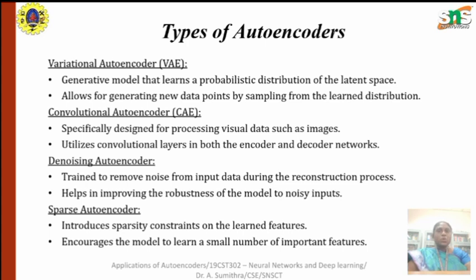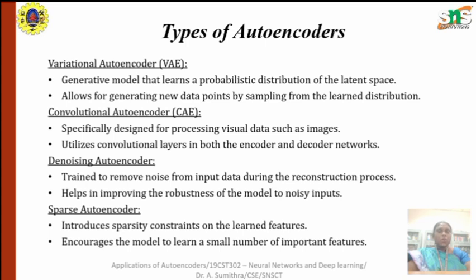In the sparse autoencoder, a sparsity constraint is added to the hidden layer activation. This encourages the autoencoder to learn a compact representation of the input data, which can be used for tasks like anomaly detection and feature learning.